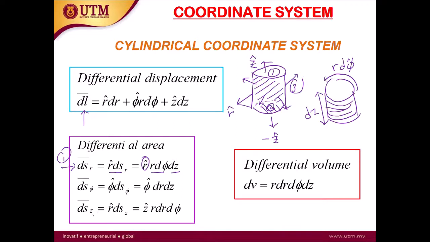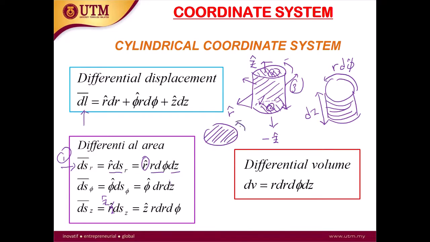Second, we have dS_z. This is not r, this is z, a little bit of a mistake. So we have the direction of z. Let's say I take the top surface, number one. How do we determine the surface? It depends on the curve. The curve is defined based on r dφ, so this is how to determine the surface.